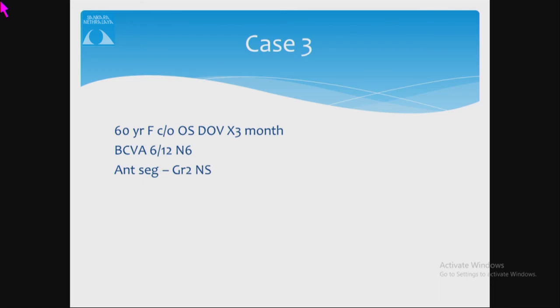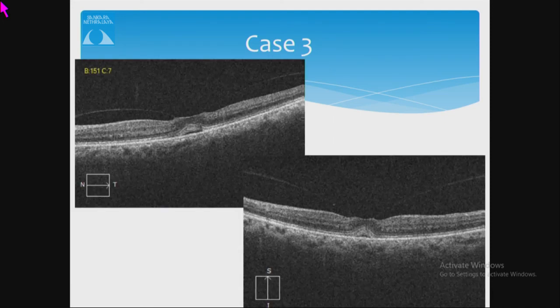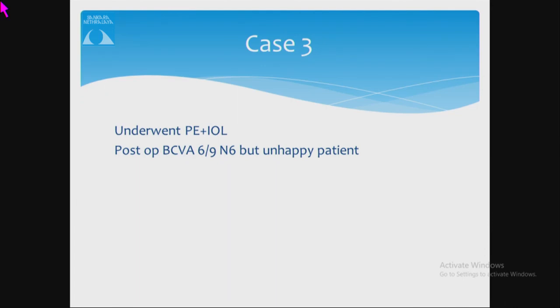The third case, a 60-year-old female presented with a complaint of left eye diminution of vision for 3 months. Her best corrected visual acuity was 6/12 and N6, and the anterior segment again showed grade 2 nuclear sclerosis cataract. And this was the OCT image. A little bit of foveal contour distortion with SRF is present, and bowing of the fovea. This patient underwent phaco with IOL and post-op visual acuity was 6/9 and N6, but still an unhappy patient.